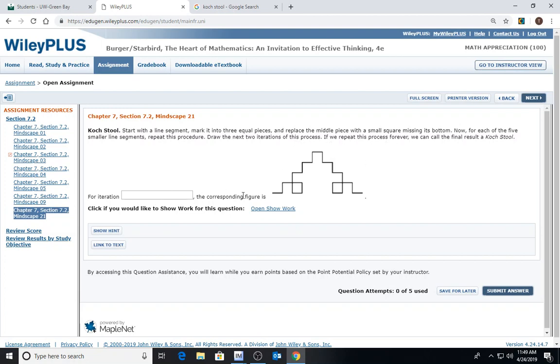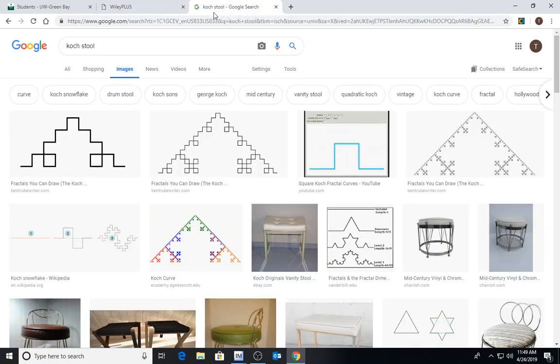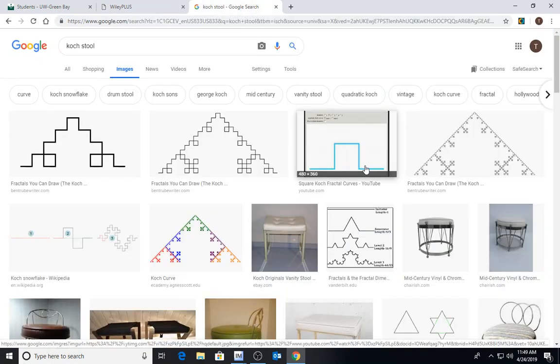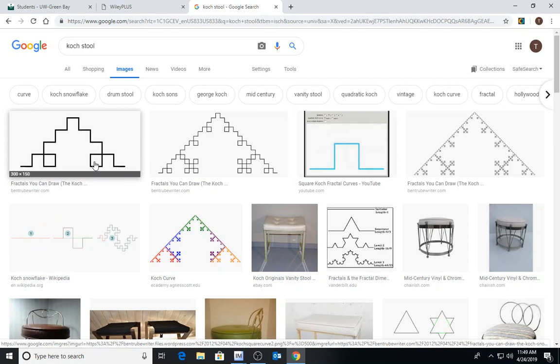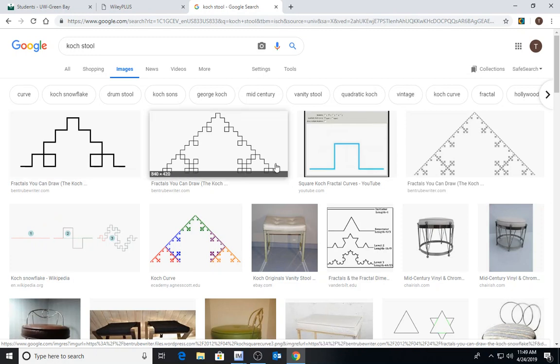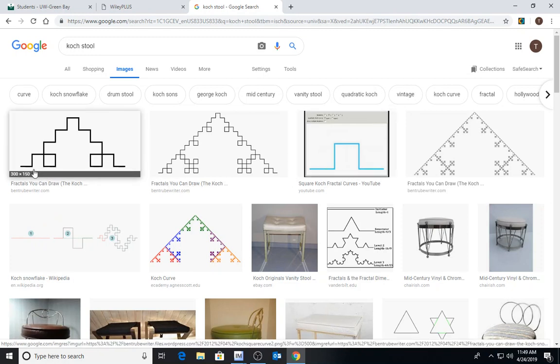For iteration blank. Okay, so the first iteration, it sounds like, is this one right here. Okay, and this would be the second iteration, because then this shape is put on each of these. And the next iteration, if you have another iteration, will have little tiny Koch stools on each of these.